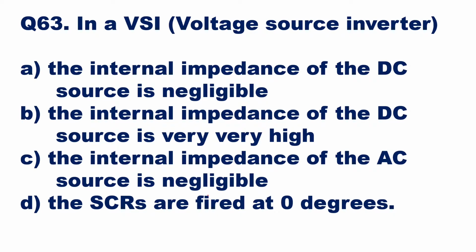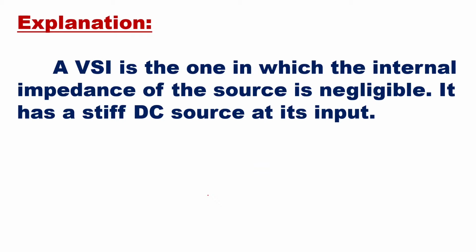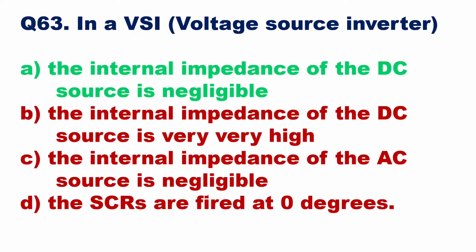Now, if you remember the definition of voltage source inverter, it is fed from a constant DC source of negligible impedance. So here, constant DC source with negligible impedance. The internal impedance of DC source is negligible. That is, option A is the right answer. So a voltage source inverter is the one in which the internal impedance of the source is negligible. It has a stiff DC source at its input. So here option A is the right answer.